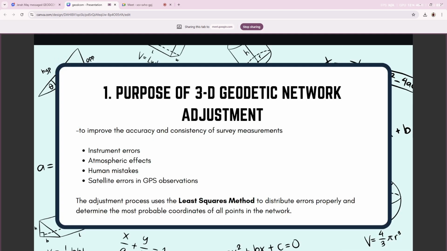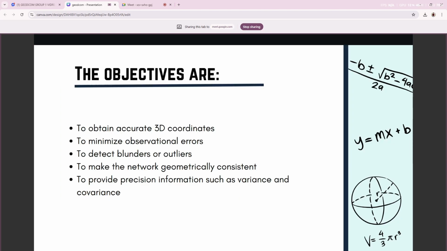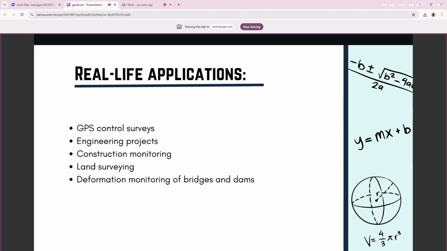The main purpose of 3D geodetic network adjustment is to improve the accuracy and reliability of survey measurements. The process uses the least squares method to properly distribute errors and determine the most probable coordinates of all points in the network. These are the objectives of the adjustment process. 3D geodetic network adjustment has many real-life applications. These include GPS control surveys, engineering projects, construction monitoring, land surveying, and deformation monitoring of bridges and dams.